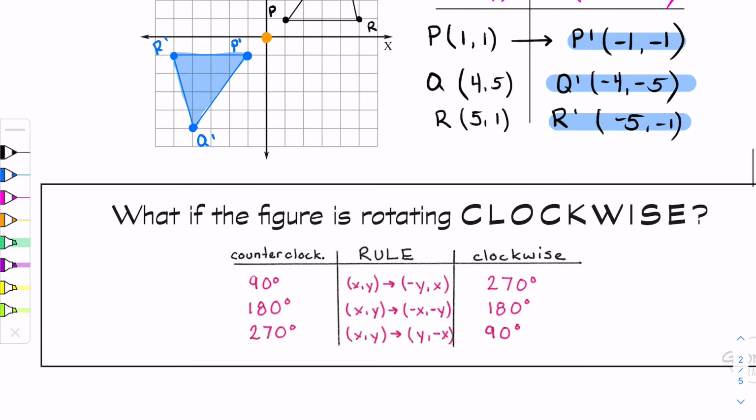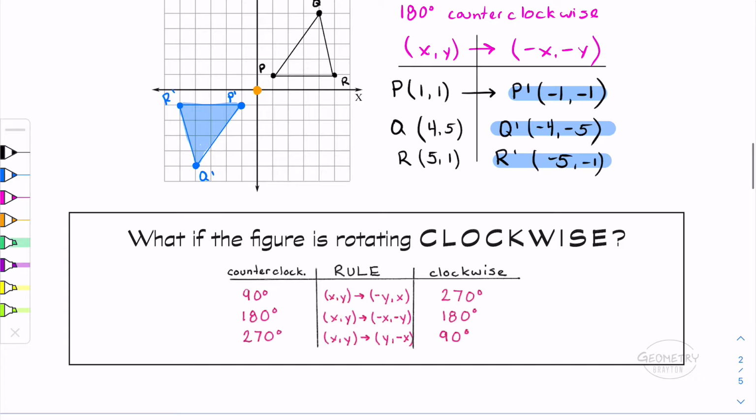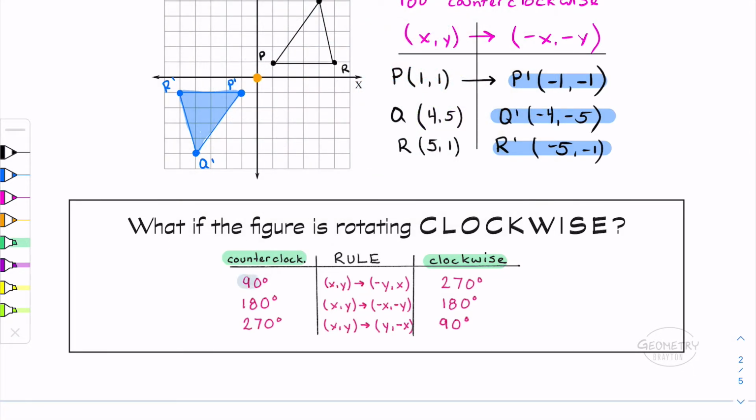So at the bottom of this page, there's a box that says, what if the figure is rotating clockwise? And we did already talk about this when we first went over the rules. I did rewrite them here for you. So you can see I wrote the counterclockwise rule and then what clockwise rule it corresponds to. For example, in this first column, the 90-degree counterclockwise rule is the same thing as the 270 degrees clockwise rule. So if you want to take a moment and rewrite the rules with this table, please go ahead and do so. The next example that we do is going to be a clockwise rotation.